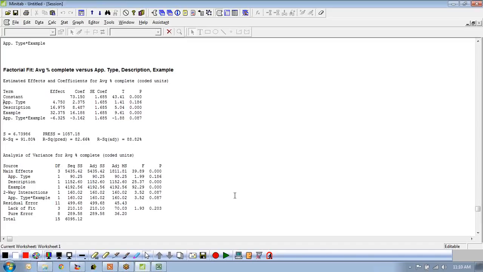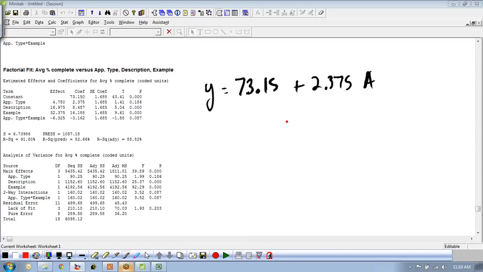And here now I've got a model that I'm going to read off to you. It's going to be y is equal to 73, I'm going to abbreviate a little bit, 0.15, plus 2.375 times A. You see it's not a very big thing there, plus 8.487 times C, plus 16.2 times D, plus a negative 3.162 times AD.